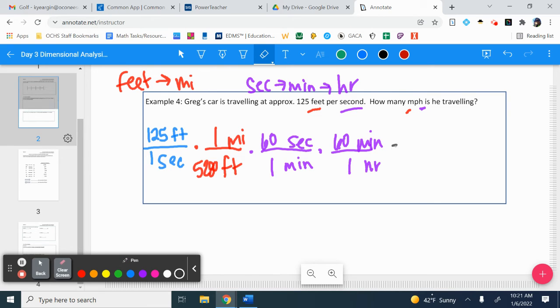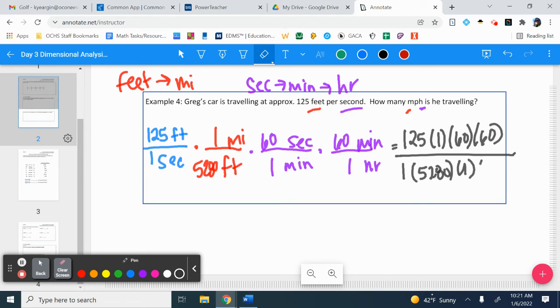All I have to do now is type this into my calculator. So 125 times 1 times 60 times 60, and that whole thing is going to be divided by 1 times 5,280 times 1 times 1. So take a second, hit pause here, and type this into your calculator. And again, when you type this into your calculator, it's not going to be a perfect world. Therefore, if you get a decimal, that is okay.